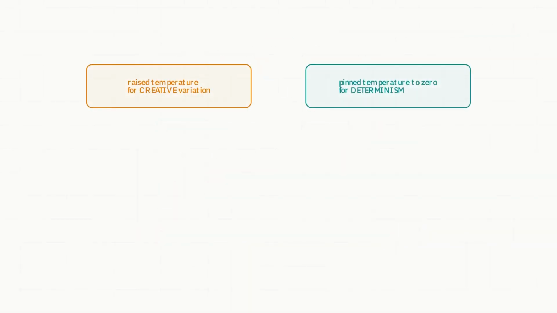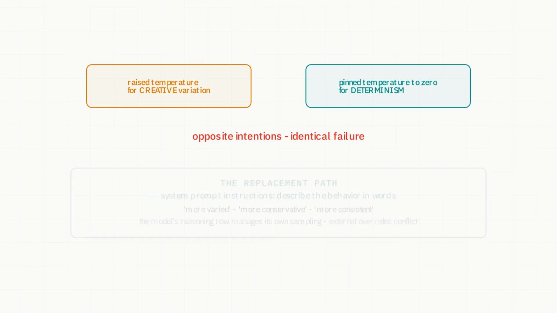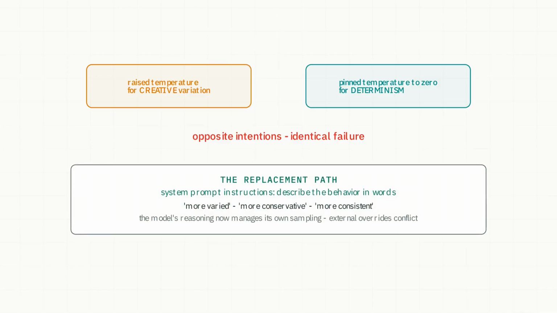And notice who this catches: both ends of the spectrum simultaneously. The team that raised temperature for creative variation in generated content, and the team that pinned it to exactly 0 chasing determinism for consistency-critical tasks. Opposite intentions, identical failure. The replacement path per the official guidance is system prompt instructions. Describe the behavior you want: more varied, more conservative, more consistent, in words rather than dials. The model's internal reasoning architecture now manages its own sampling, and external overrides conflict with it.